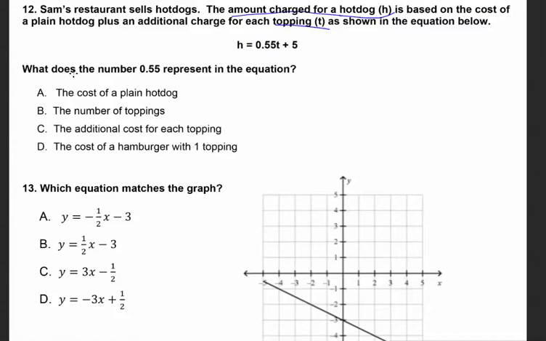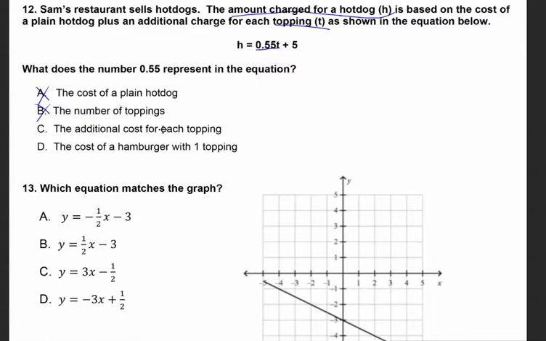So it's going to ask us some questions about it. What does the number 0.55 represent in this equation? Now, I know that if T represents the number of toppings, then 0.55 has to be the cost per topping. So A says the cost of a plain hot dog. No, the cost of a plain hot dog is 5. That can't be true. The number of toppings is T, and we don't know that, so it can't be that.